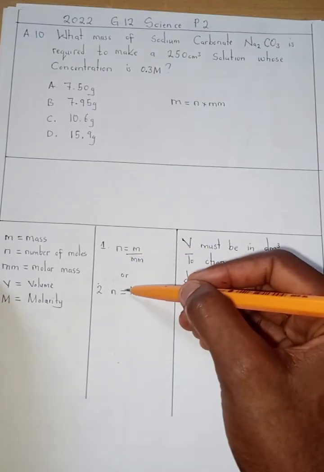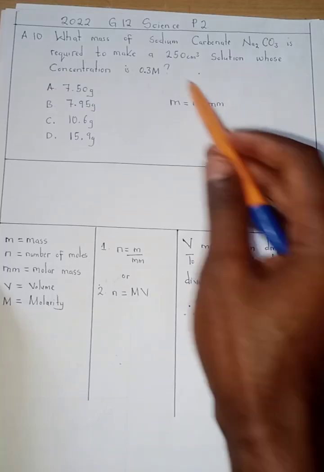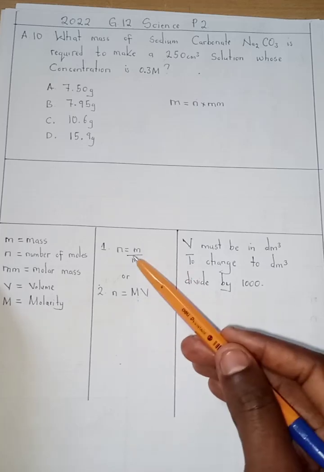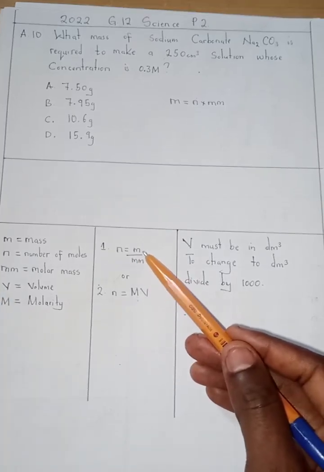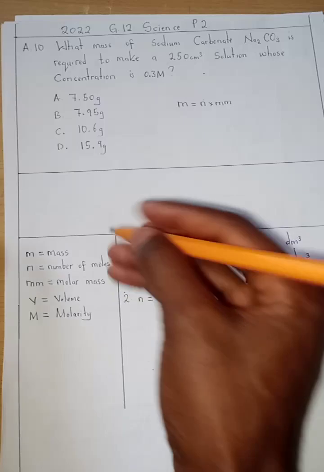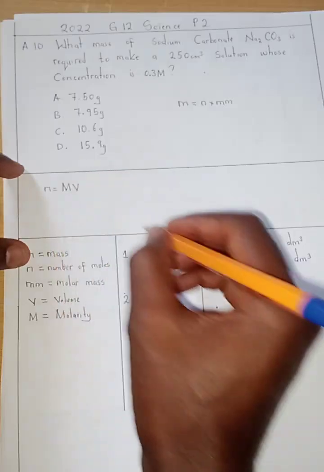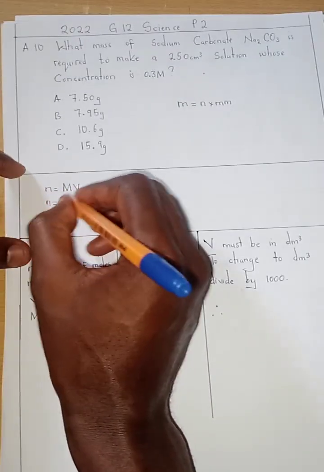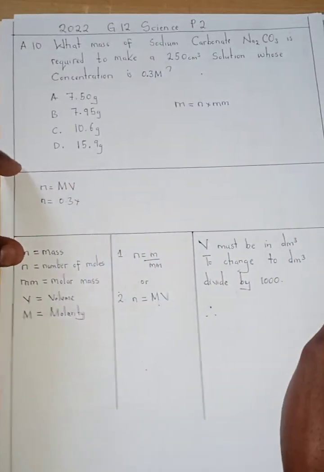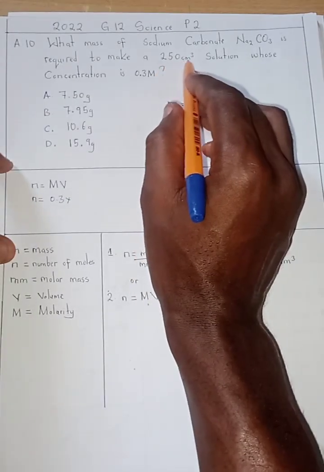The formula you use depends on the information given in the question. In the question we have volume and concentration, so we'll use this formula. And by the way, we can't use the other one because we don't have mass. It's what we are looking for. So let's find the number of moles. Number of moles is equal to concentration or molarity times volume. What is our molarity? It is 0.3. What about our volume? It is 250 cubic centimeters.